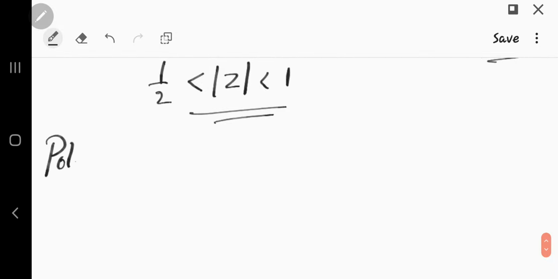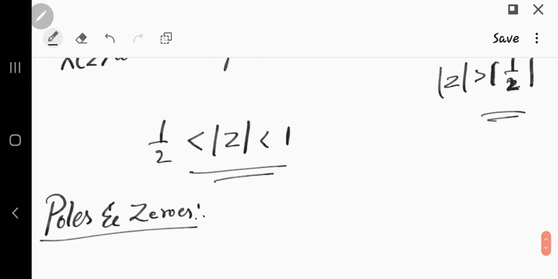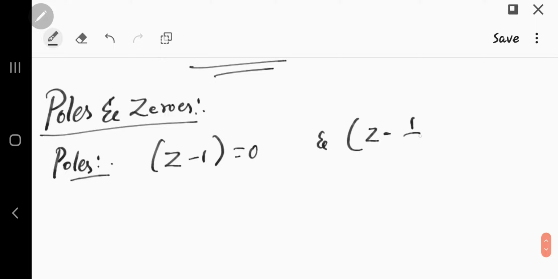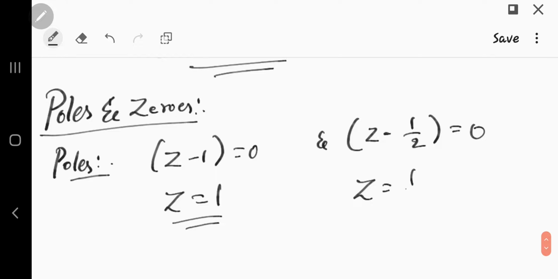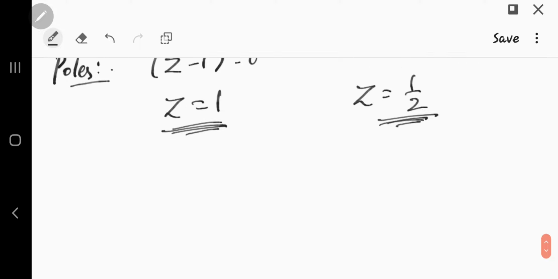Next, coming to poles and zeros. As I mentioned, equate the denominator to 0, you will get poles, and equate the numerator to 0, you will get zeros. So in X of z, the denominator, so poles, z minus 1 is equal to 0 and z minus 1 by 2 is equal to 0. So z is equal to 1 and z is equal to 1 by 2. So the location of poles are z is equal to 1 and z is equal to 1 by 2.